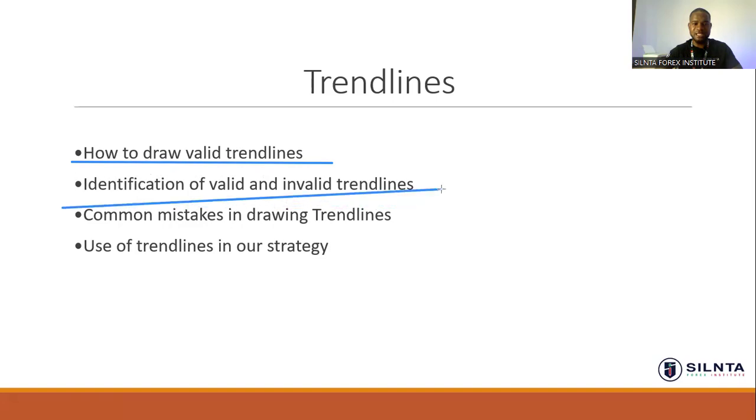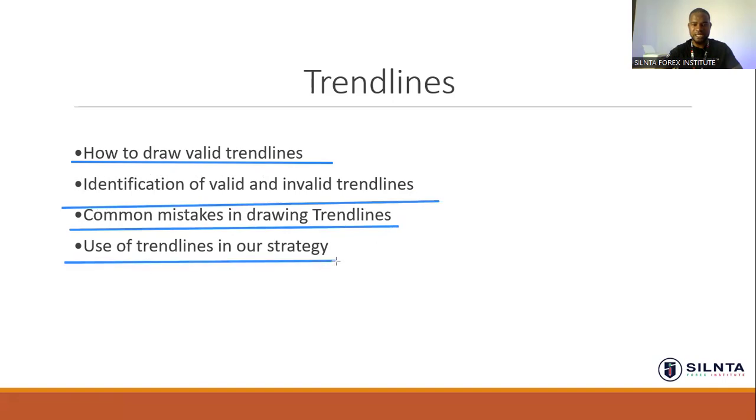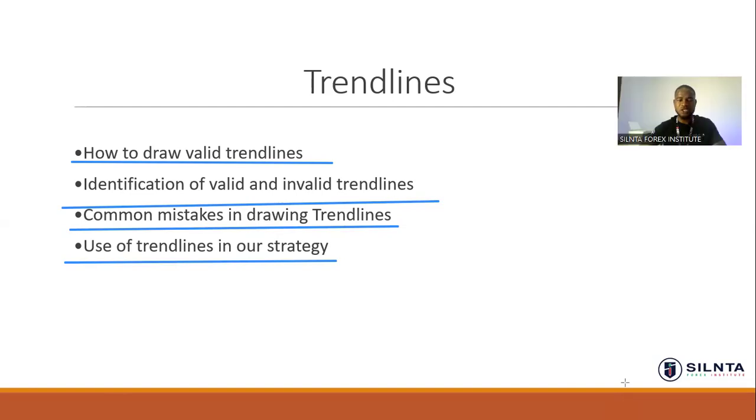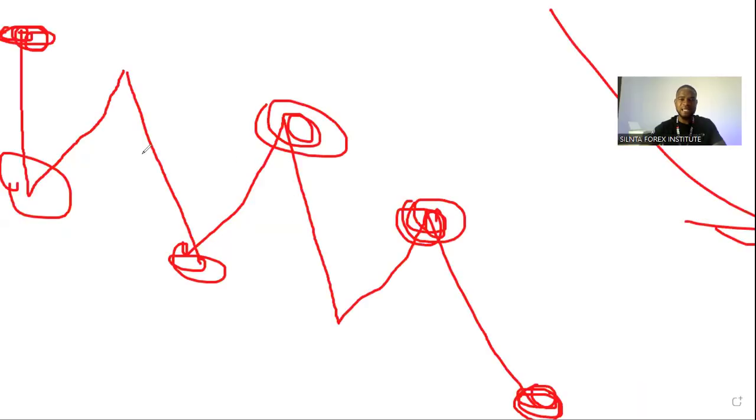Identification of valid and invalid trend lines. Common mistakes in drawing trend lines and use of trend lines in our strategy. When you go practical, we're going to use a strategy that will apply trend lines, but let's just go over the basics of trend lines for now. What is a trend line? A trend line is a line that is created when the market is trending.